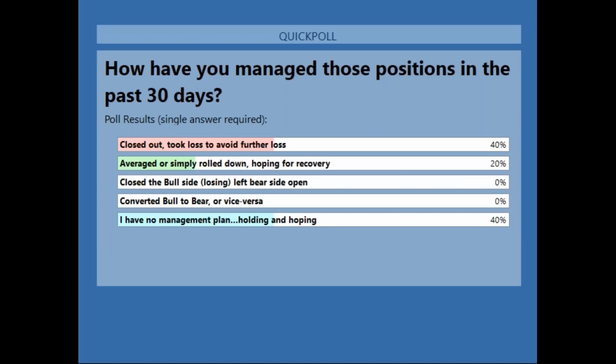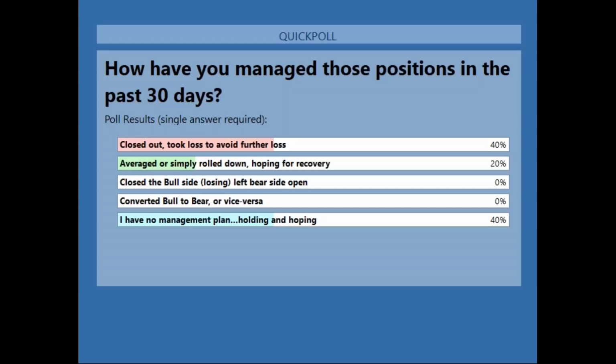Now, 40% of you closed out, took the loss to avoid a further loss. I can't fault you with that. It's always a good strategy to do, even though you took a loss, waiting for another time to make some of that back. 20% of you averaged down, or simply rolled down your strikes, looking to hedge some of the loss and hope for a recovery.